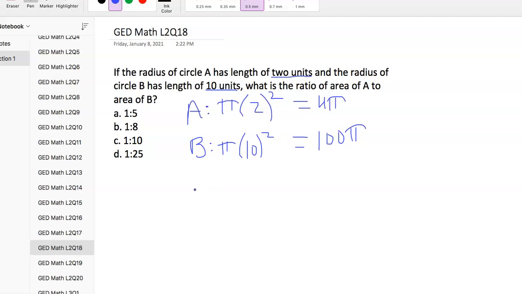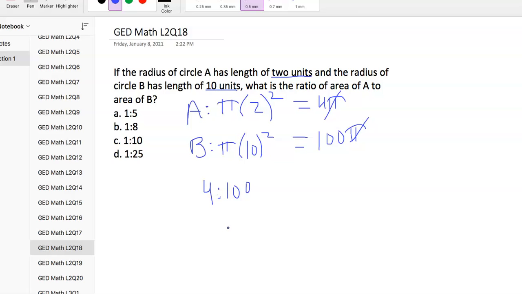And so if we can just sort of cancel these pi's off each other, right? Because they both have them on there, so they're both worth the same. And so we just have a ratio of 4 to 100. And sadly, that's not one of our choices, right? Okay, so we got to reduce further.